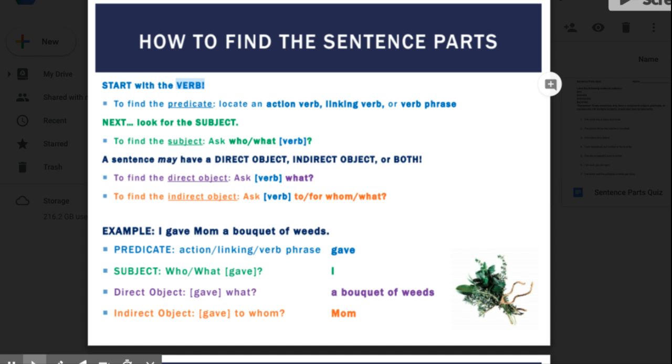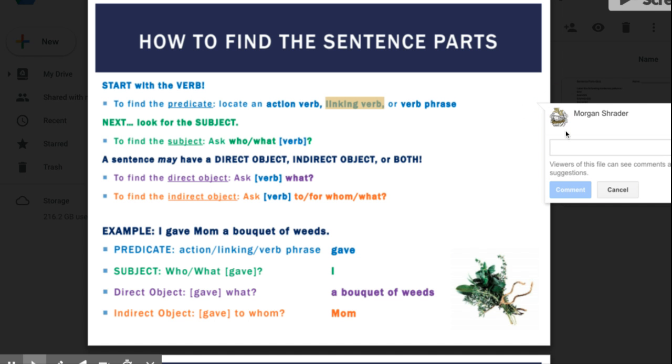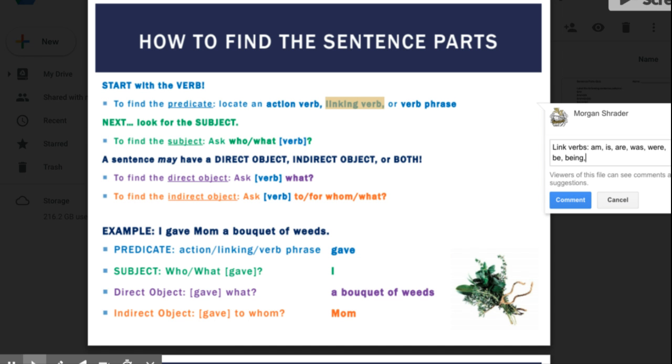To find the predicate or the verb, locate an action word. You can also locate a linking verb if you don't have an action word. Go ahead and in the side of your notes, let's go ahead and make a list of our linking verbs. So on the side of your notes, let's label our linking verbs. So linking verbs are, these are important, you need to memorize these. Am, is, are, was, were, be, being, been.